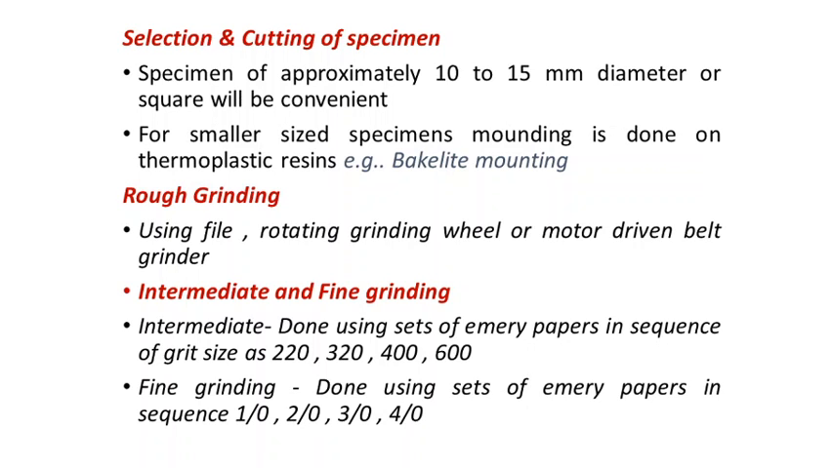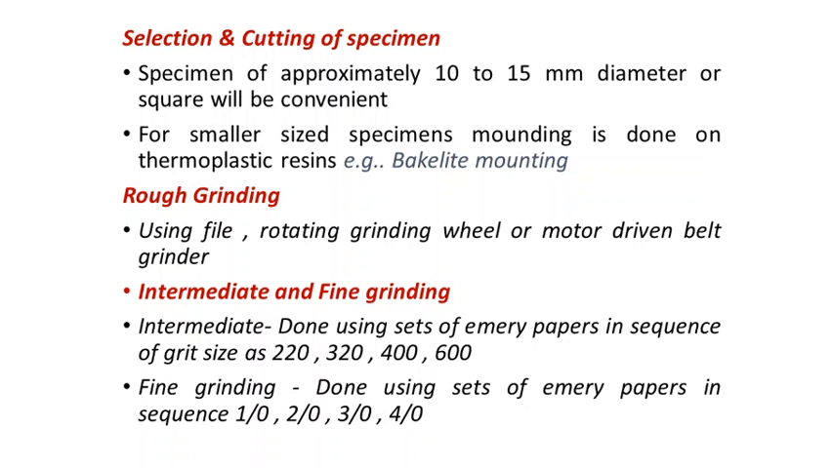First stage is the selection and cutting of the specimen. We need a specimen of a smaller size. Normally the suitable one is a 10 to 15 mm diameter circular sample, or we can have a square or rectangular sample, but it is mandatory that the sample should be conveniently small in size.